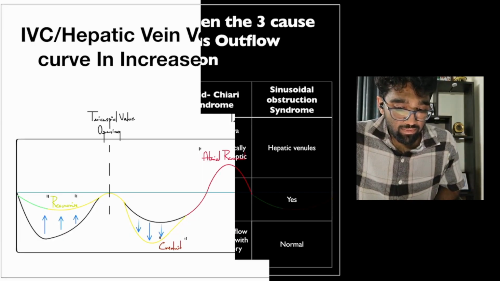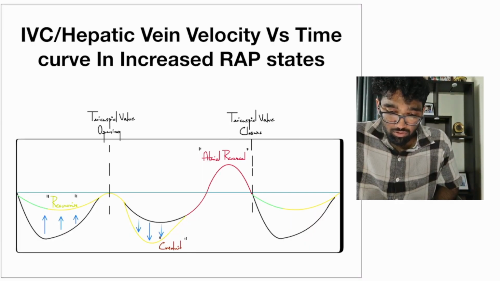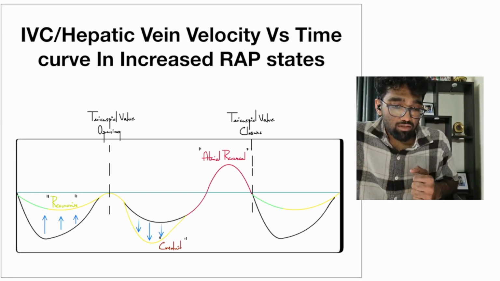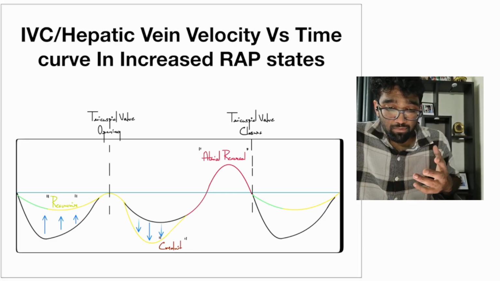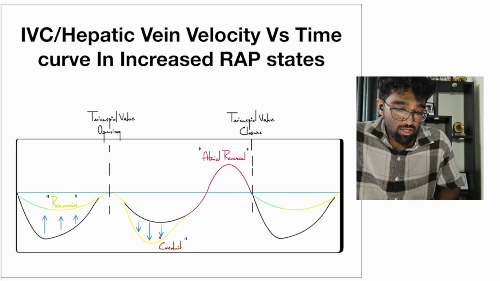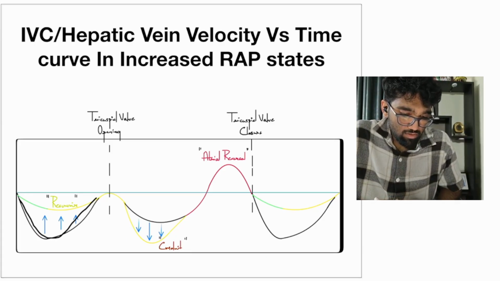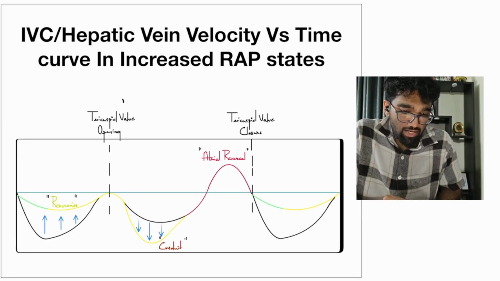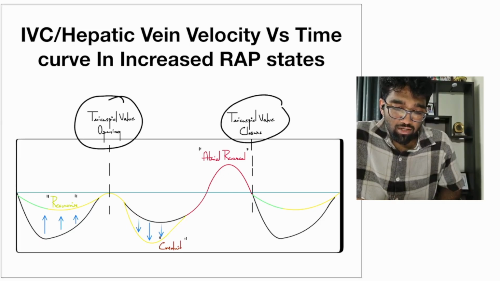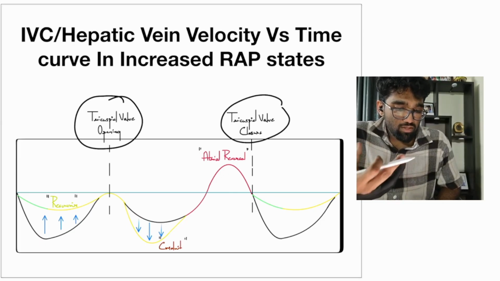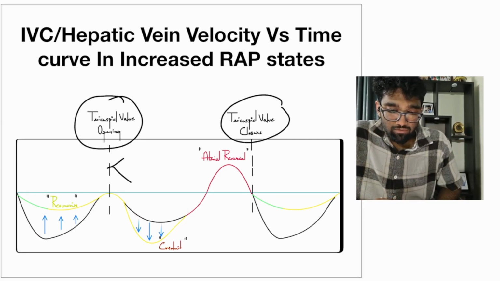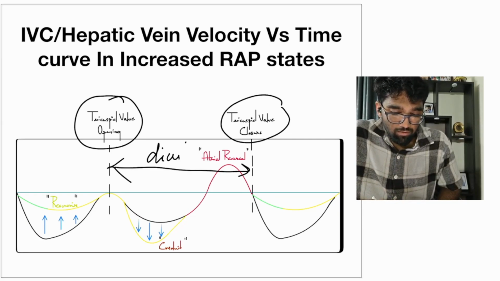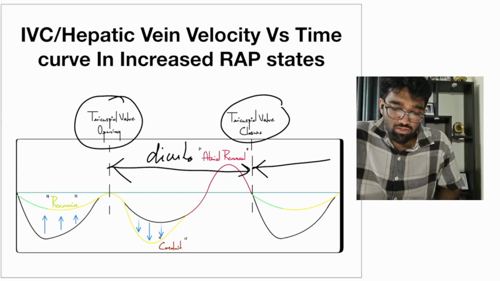Now, in that discussion, we had talked about the Doppler waveform that you get when we put the probe in the hepatic vein or the inferior vena cava. What we found was that the normal waveform is like this. This is one cardiac cycle. This is tricuspid valve opening and this is tricuspid valve closure. The tricuspid valve opens in diastole, so this entire thing would be diastole, and after that it closes in systole, so the rest of it is systole.